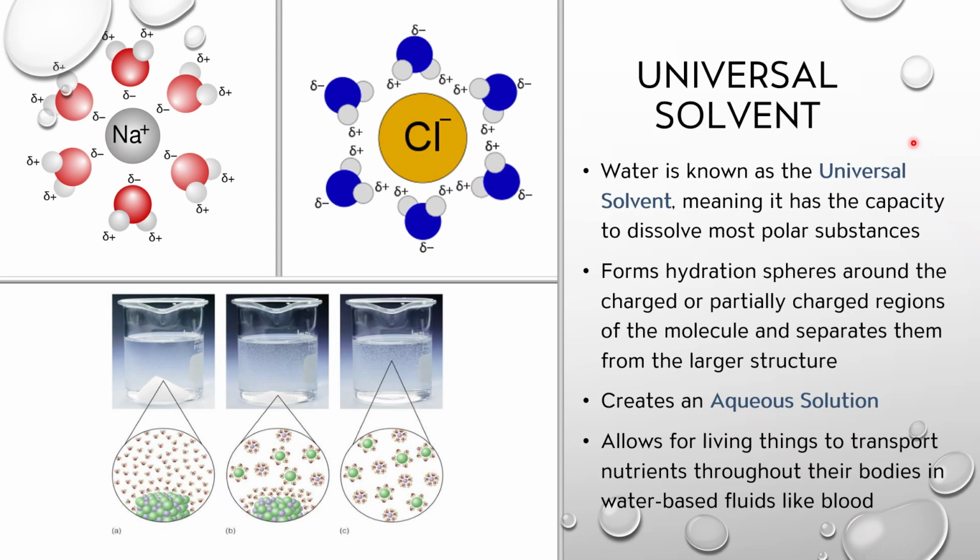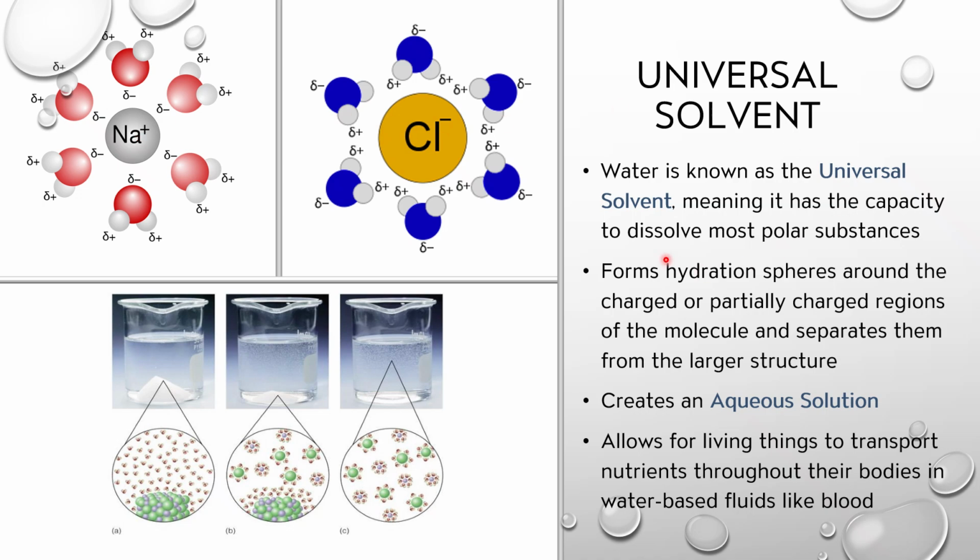The last thing really here that we're going to get into is the fact that water is a universal solvent. So a solvent is something that dissolves other things. The solute is the thing that gets dissolved, and together they make a solution. So sodium chloride, which is table salt, you put it into water, it dissolves, and you make a salt water solution. Water is the solvent, and the sodium chloride or salt is the solute.